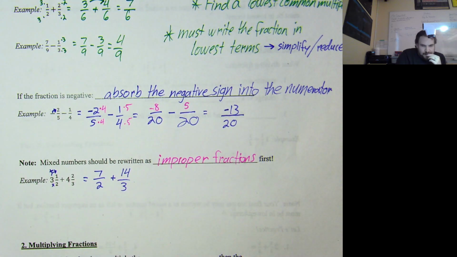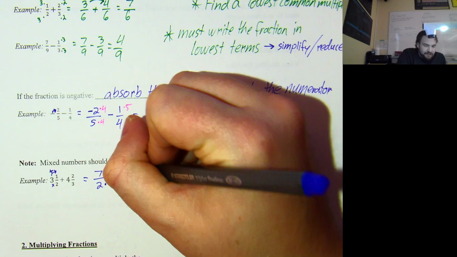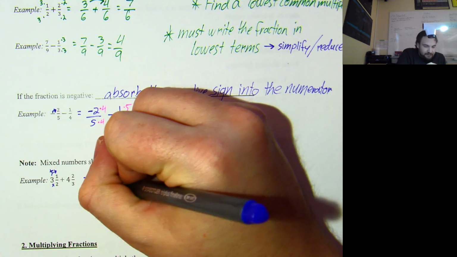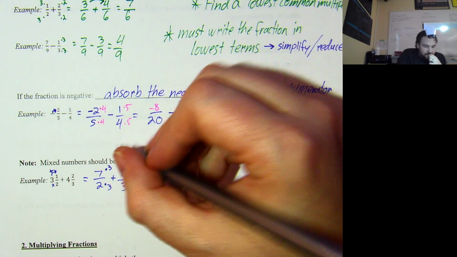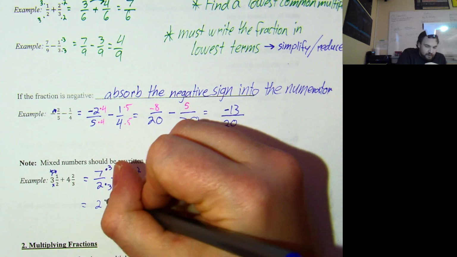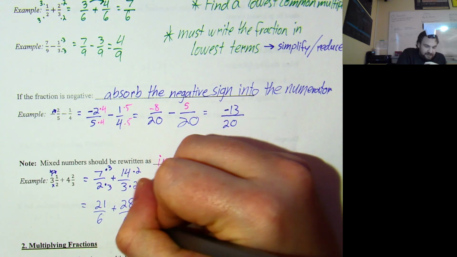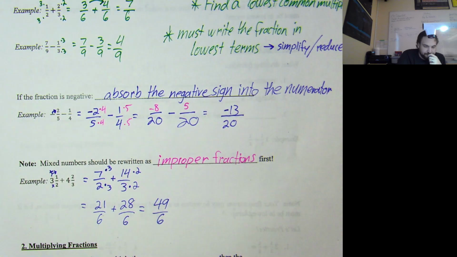And now what do I do? Common denominator is 6. So I multiply top and bottom on the left fraction by what? Multiply top and bottom by 3. Cool. I multiply the top and bottom of the right one by 2, so that's going to give me 21 over 6 plus 28 over 6, which someone has already said is 49 over 6.